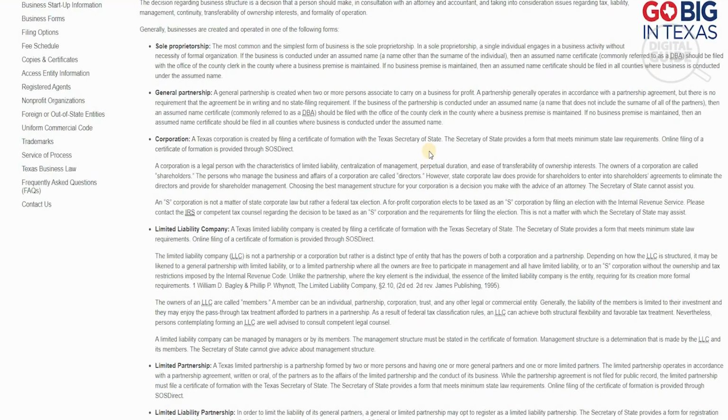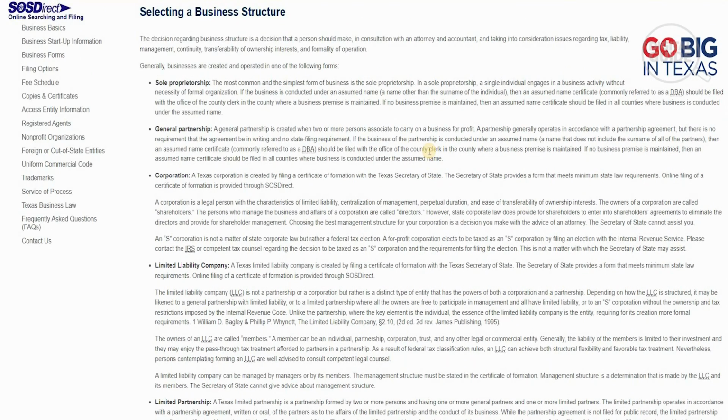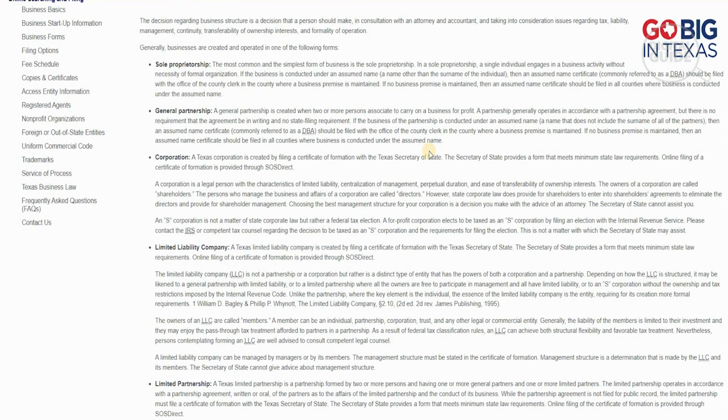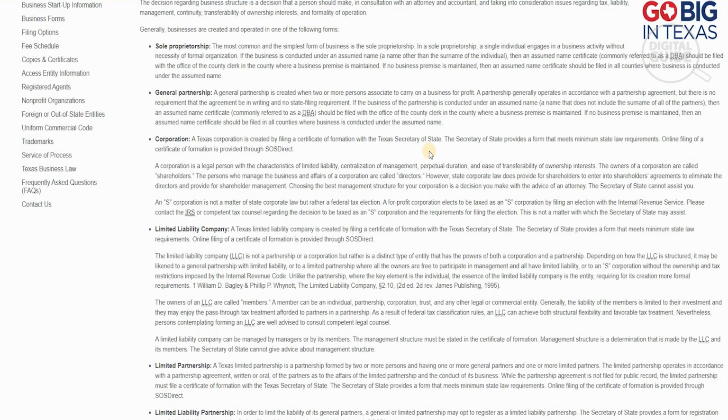Now, each and every business structure depends on the sort of business you have and what you want to get from that particular business. The decision regarding the business structure is one a person should make in consultation with an attorney or an accountant, to ensure that you do not miss anything or have any issues in developing a particular structure for your organization. You've got to take into consideration issues regarding tax, liability, management, continuity, transferability of owners' interest, and formalities of operations as well.